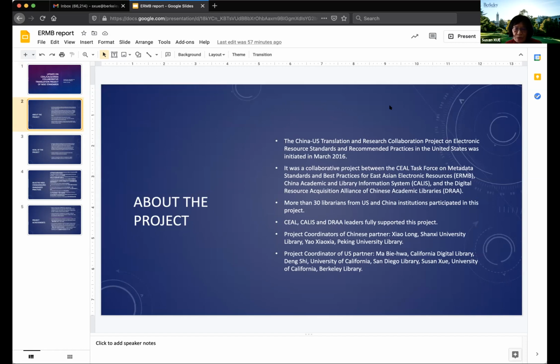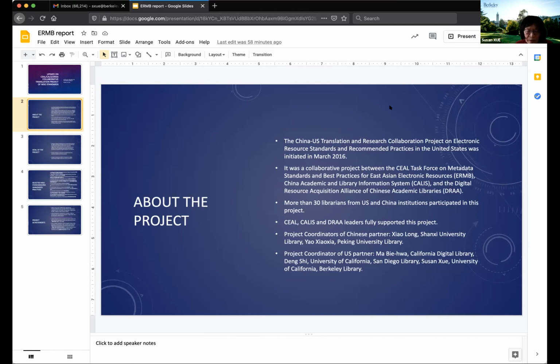That's the CEAL Task Force on Metadata Standards and Best Practices for East Asian Electronic Resources, the ERM, China Academic Library and Information System, and the Digital Resource Acquisition Alliance of Chinese Academic Libraries. More than 30 librarians from US and China institutions participated in this project. And this project received really strong support from CEAL colleagues and the DRAA leaders. During the 4 years' time, these leaders facilitated the approval and development of the project.